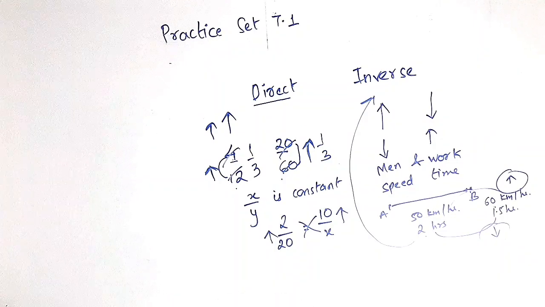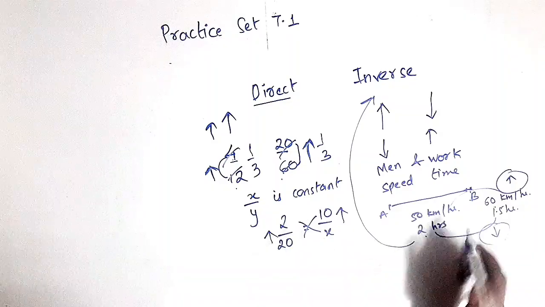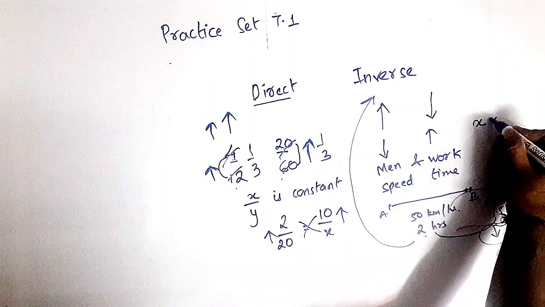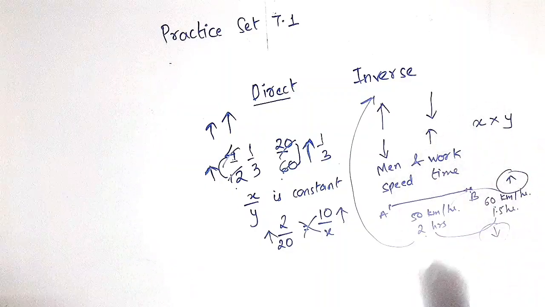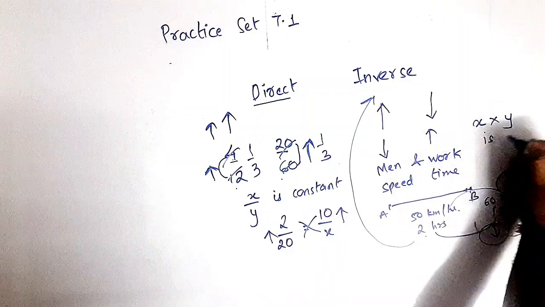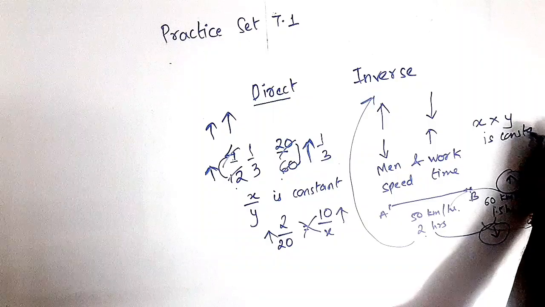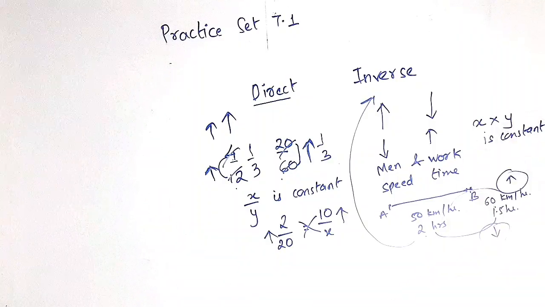So first you should know to classify, and inverse variation is denoted where x into y is constant. The multiplication is constant. So let us begin, there are some ways to write inverse variation and direct variation. So we'll begin with 7.1.